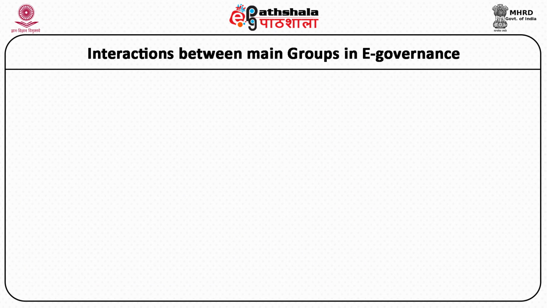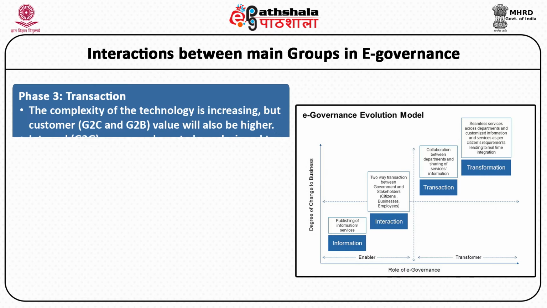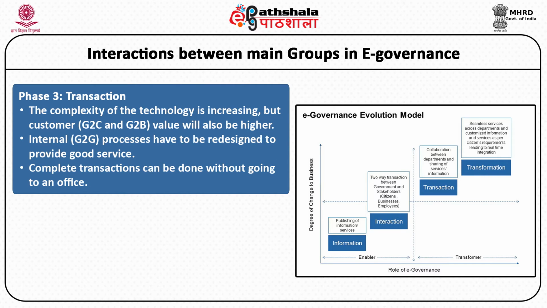Phase 3 of e-governance, that is transaction. The complexity of technology, the computer technology and other communication technologies is increasing day by day, and so is the complexity of e-governance. Internal government processes have to be redesigned by the government to enable the citizens to take benefit of these processes. Complete transactions can today be done without going to the office. The citizens can download forms, can pay the fees, and any such matter can be dealt with at the website level.